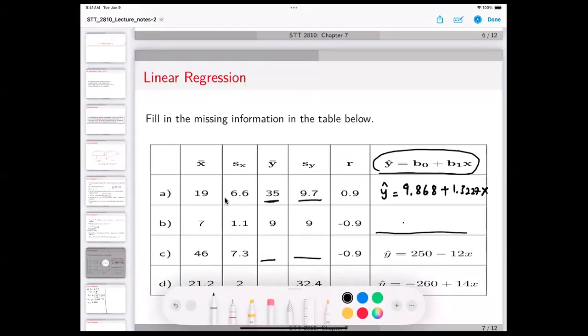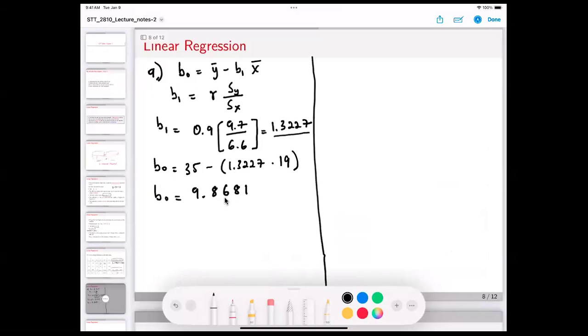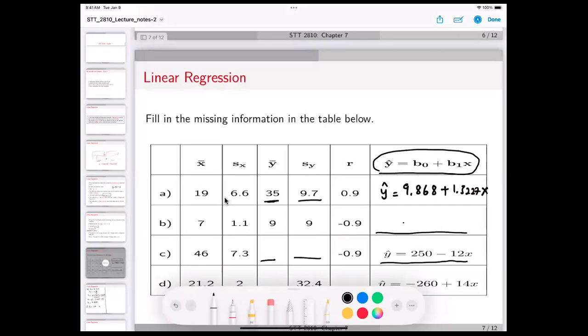Is that okay? So to do C, what is missing? Y bar is missing, SY is missing. But we have this guy here. So when you look at this guy here, what is beta naught? You all agree it's 250. Okay. So let's do C. Let me start C from here. So beta naught is 250. Is that okay? What is beta 1? 12. How many of you think it's 12? I don't think it's 12. Negative 12. Does that make sense? It's negative 12. Is that okay?